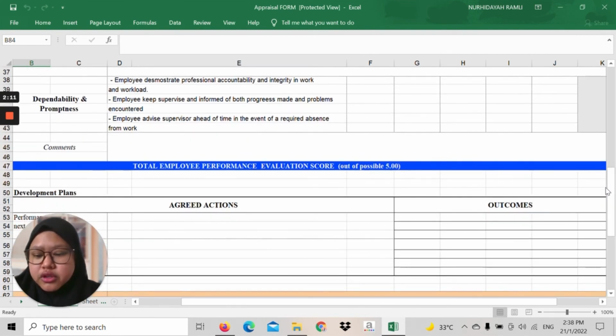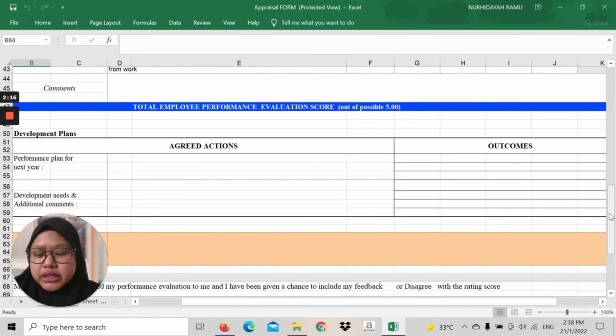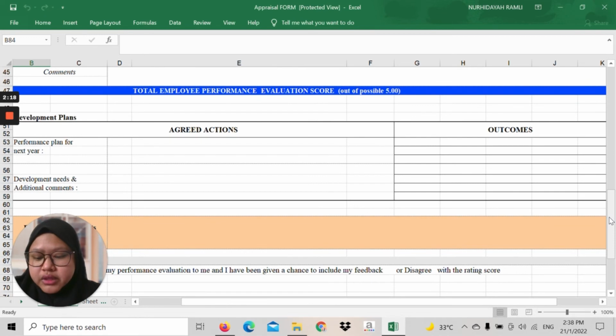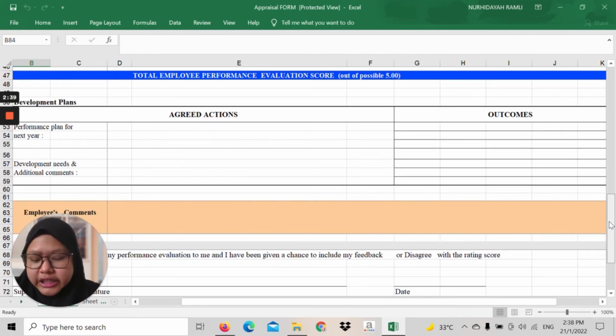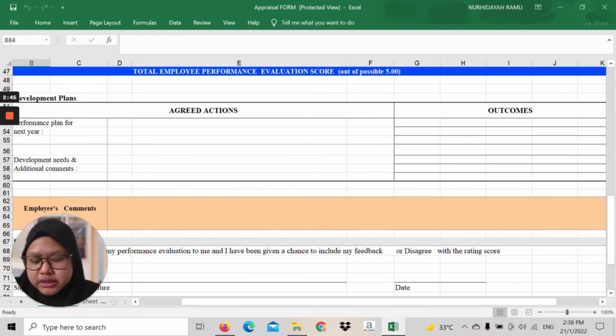Okay, move to the development plan. What is a development plan? A development plan is a tool for improving employee performance. The PDP process helps managers and employees identify areas for improvement, set goals, measure progress, and outline a strategy to achieve those objectives. In our performance appraisal, we state the action agreed upon by the employer and the outcome we will obtain, as well as comments from the employee themselves.